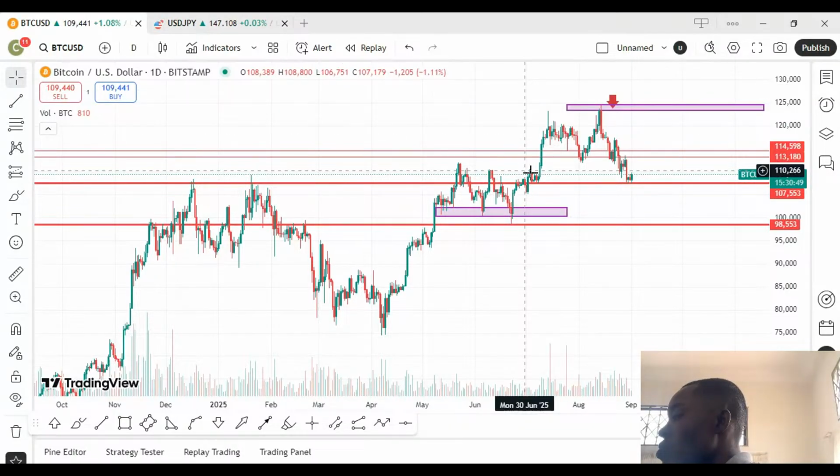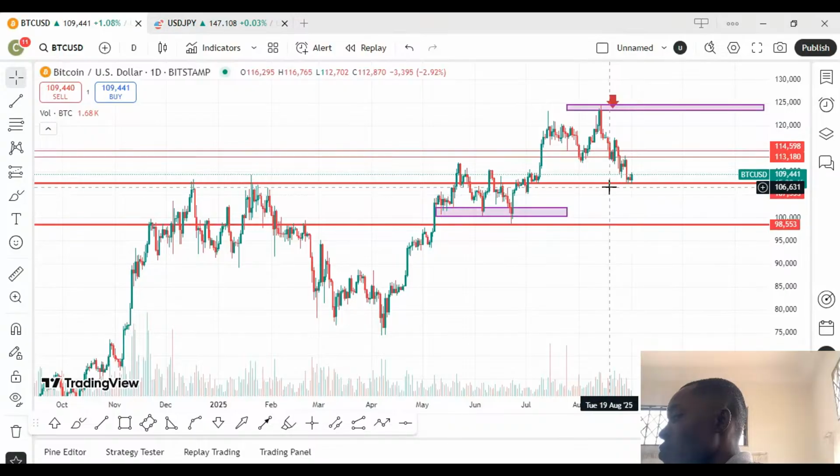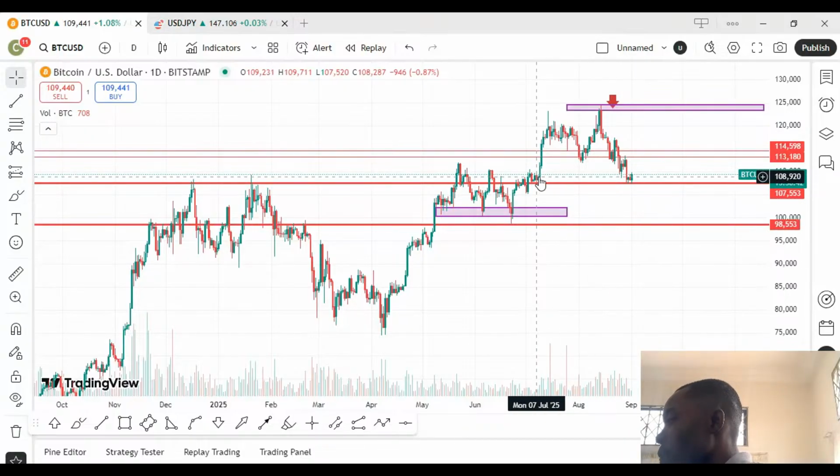So most of the time, we wait for the market to hit the area. You demarcate that area over there. Then you wait for the market to hit the area.